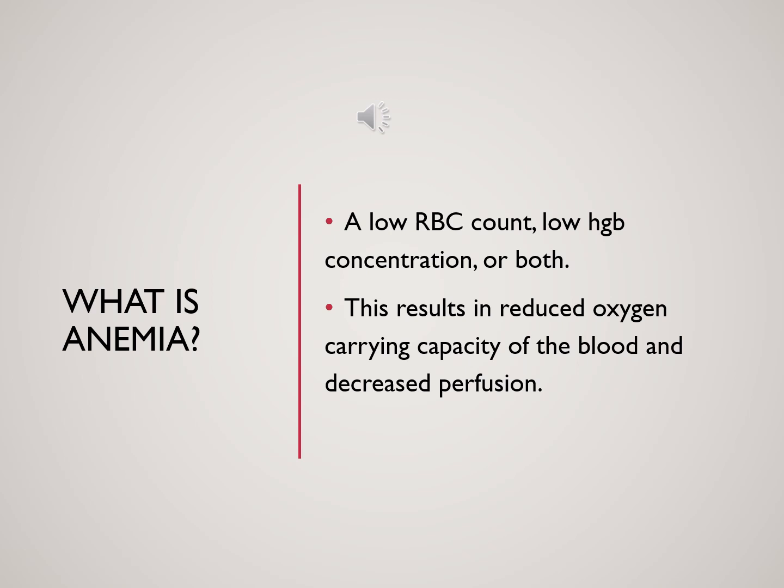What is anemia? So anemia is defined as having a low red blood cell count, low hemoglobin, or both. So this results in reduced oxygen carrying capacity of the blood and decreased perfusion. We're going to be looking at a few very specific anemias, like iron deficiency anemia, B12 anemia, which is called pernicious anemia, folic acid deficiency, sickle cell anemia, and aplastic anemia.